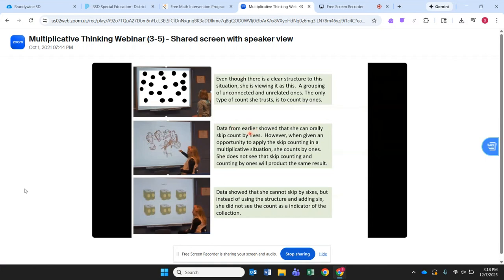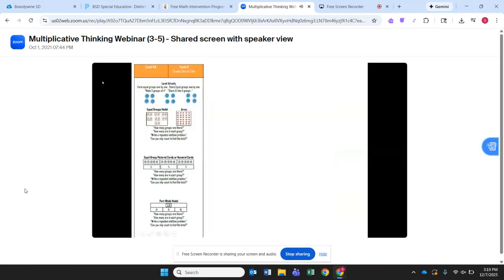And for this one right here, it says data from earlier showed she can orally skip count by 5s. However, when given an opportunity to apply skip counting to be more efficient in the multiplicative situation, she chose to count by 1s. So again, she can count by 5s, but she's not using it. Why is she not using it? Because she's not making a multiplicative connection to that situation. And for this one right here, her data showed she can't skip count by 6, but a more efficient, higher level strategy would be for her to add these: 6, 7, 8, 9, 10, 11, 12, 13, 14. But she didn't even try to use repeated addition. She just counted everything by 1s.